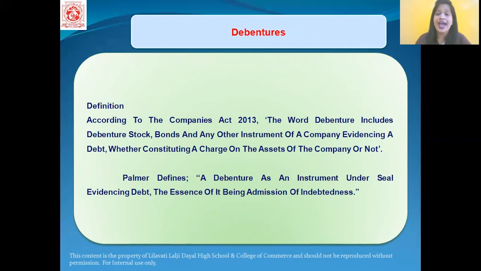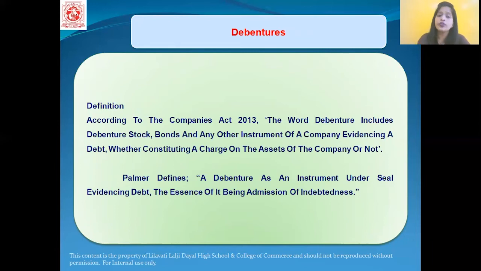According to the Companies Act 2013, the word debenture includes debenture stock, bonds, and any other instrument of a company evidencing a debt, whether constituting a charge on the asset of the company or not. Okay, so basically, students, what is debenture in simple words? It is the debt, the loan. The debenture holders can be told as the creditors of the company. It is a type of loan that the company takes.